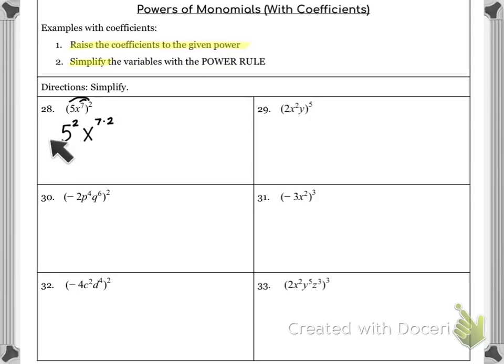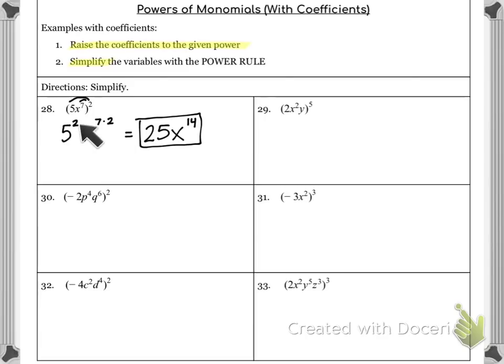So you see how it's 5 squared? And then this is just like that last page. X to the 7th raised to the 2nd power is x to the 7 times 2. 7 times 2 is 14, so it's 25 x to the 14th. Okay, don't forget, when we're multiplying here, 5 squared is 25. It's not 5 times 2, it's 5 times 5.